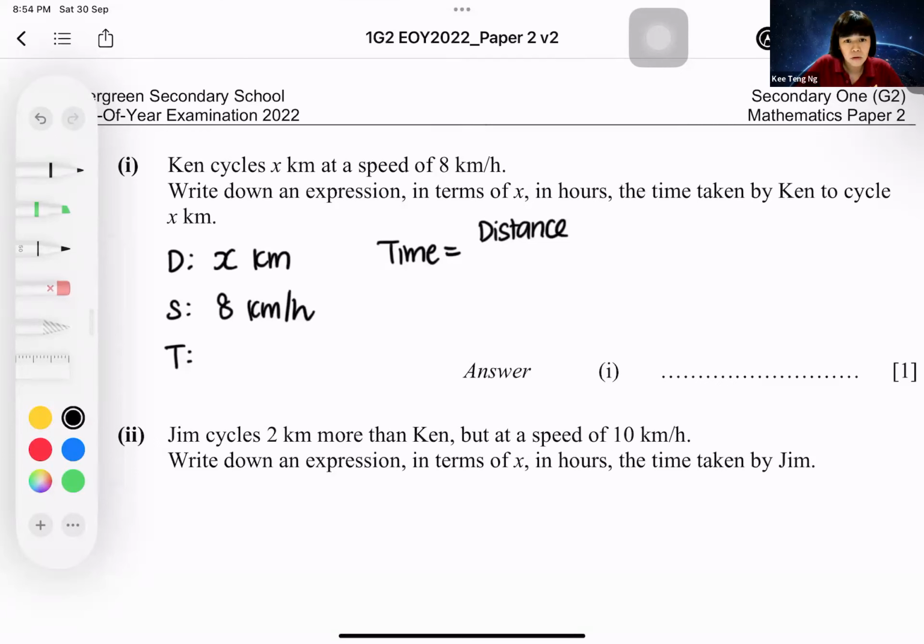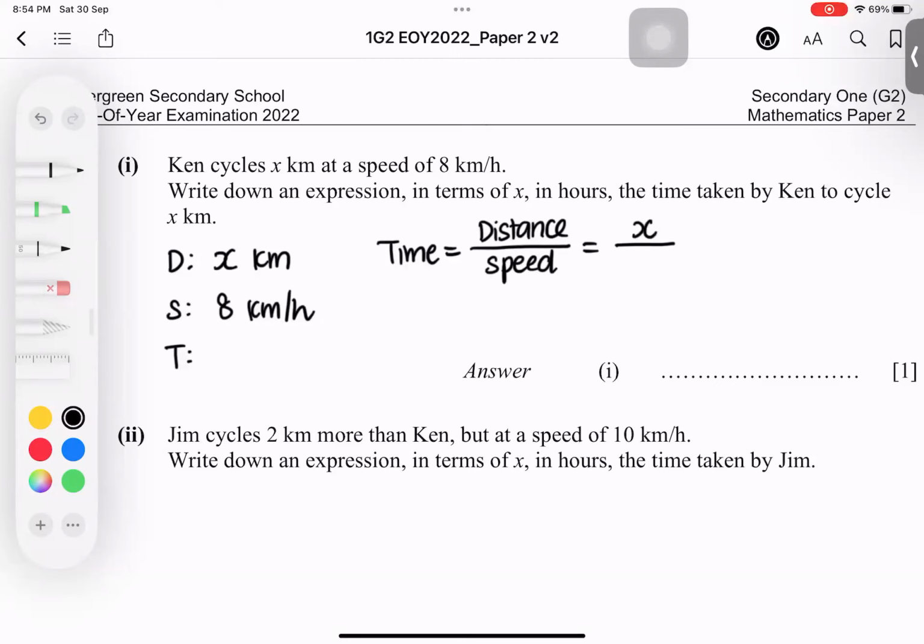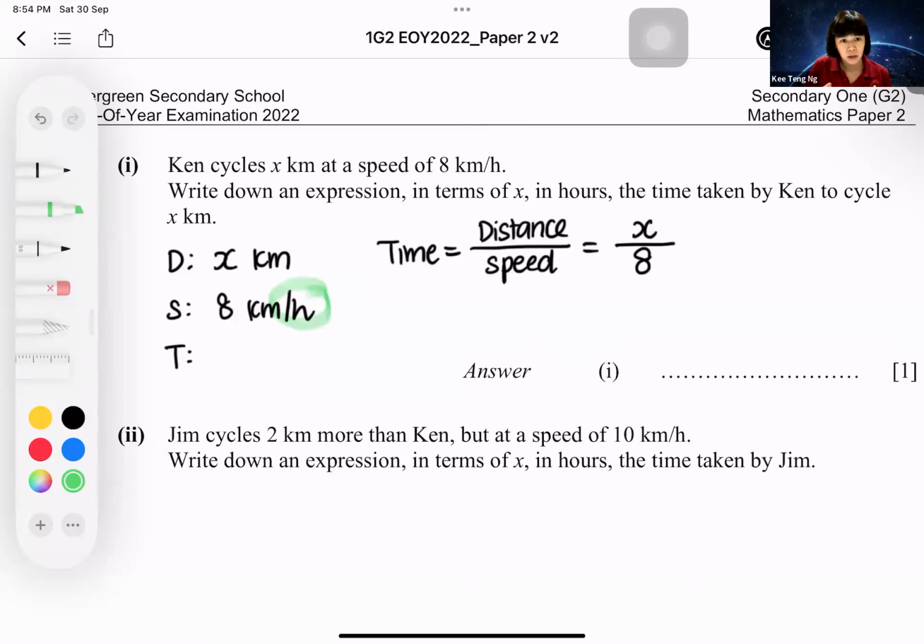Distance what? How to find time? Time equals distance divided by speed. Yes, speed. So in this case, what is the distance given to us? X kilometers. Yes, in our algebraic expression, don't write the units first. We write the units at the final piece. What is the speed? 8 kilometers per hour. So looking at this, what will be the unit for the time? The unit for the time will be hours.